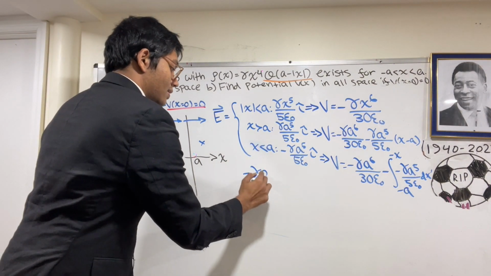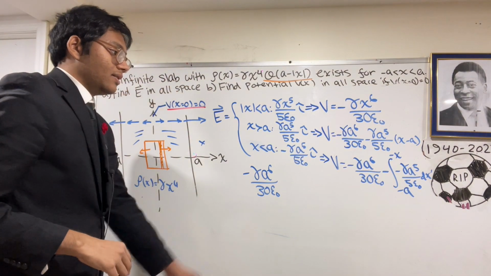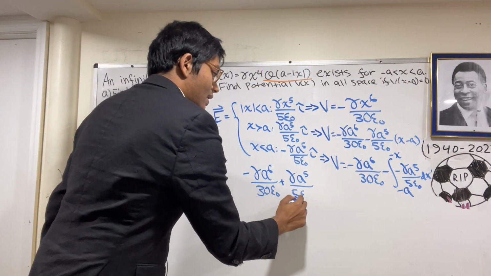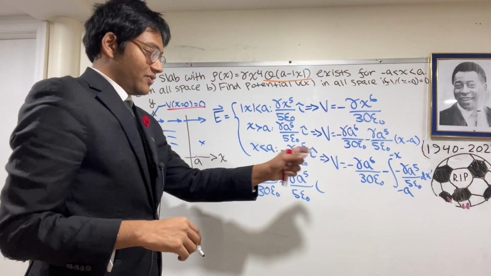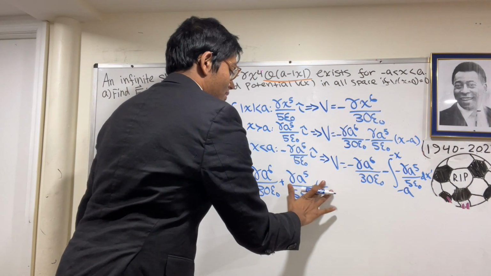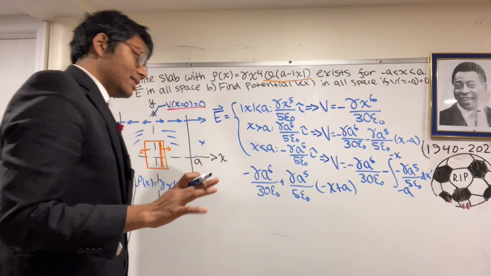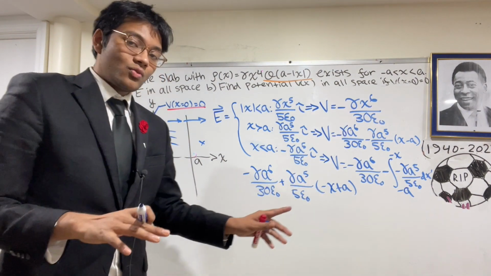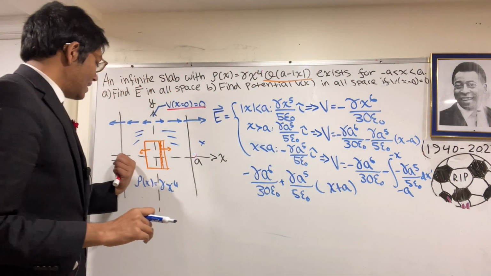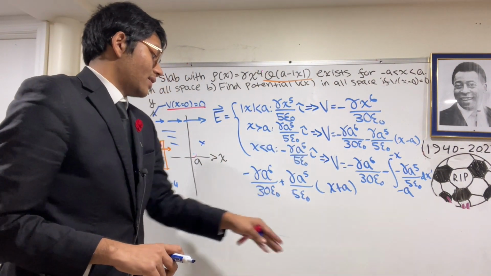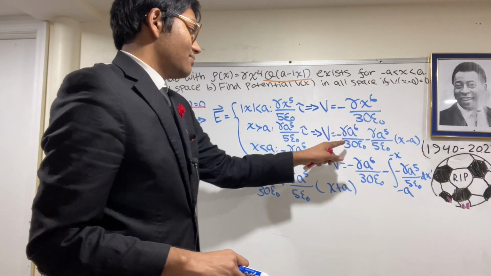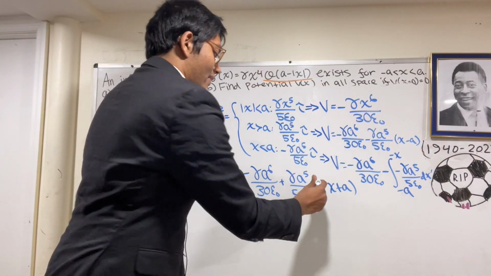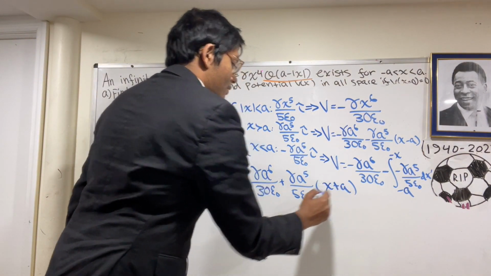Alright, so I'm going to have negative gamma a to the 6th over 30 epsilon naught, no problem. And now for this stuff, I'm going to have plus gamma a to the 5th over 5 epsilon naught times. Now here I've got to be careful. This is a minus x minus a, so it's going to become minus x plus a. Now let's think about this. If x is minus a, this is going to become minus a, which doesn't work. So I've got to keep this a plus, so that when x is minus a, this term drops out and I'm left with this. When x is minus a, they have to match. And so they only match if I have x plus a inside here. x plus a. Okay, so there you go.